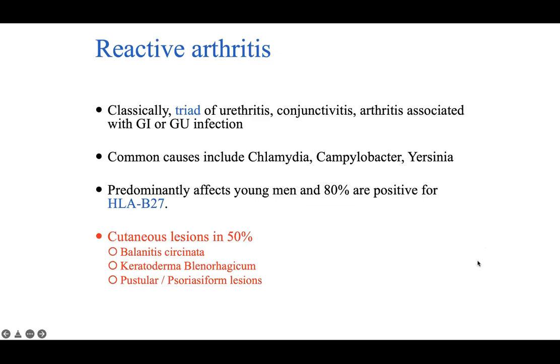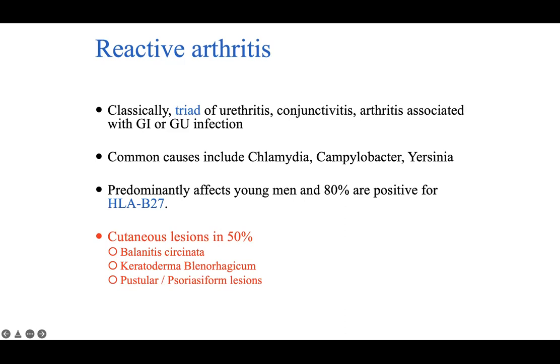I mentioned reactive arthritis. As we remember, how do we remember reactive arthritis? It's the triad of urethritis, conjunctivitis, and arthritis associated with a GI or a GU infection. Common causes include chlamydia, as I said earlier, as well as Campylobacter and Yersinia. So the way people like to remember it is can't see, can't pee, and can't climb a tree. That's the reactive arthritis triad. Predominantly affects young men, and 80% are positive for the HLA-B27 variant.